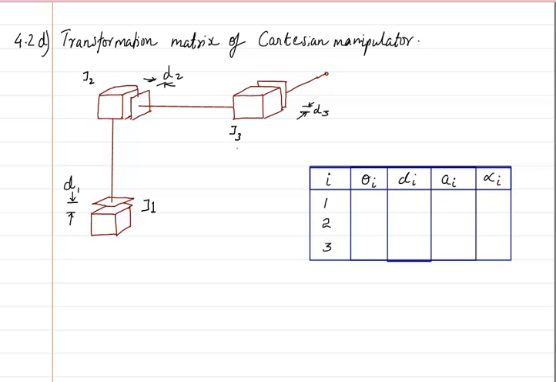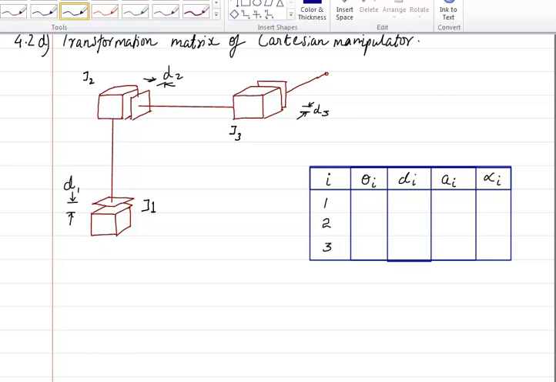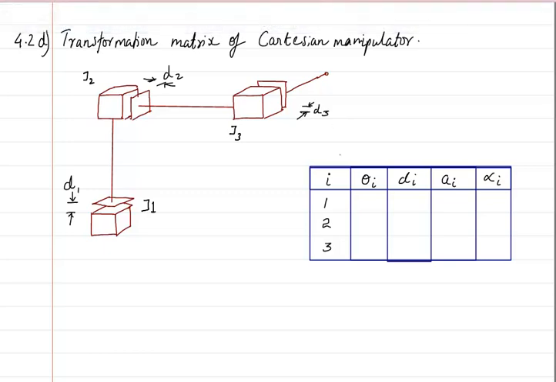So what we have to do is get the link parameter table. This is the link parameter table. Once we get this link parameter table ready, we will be able to write the matrix for each row, and then we will be able to get the total transformation matrix using the DH convention.